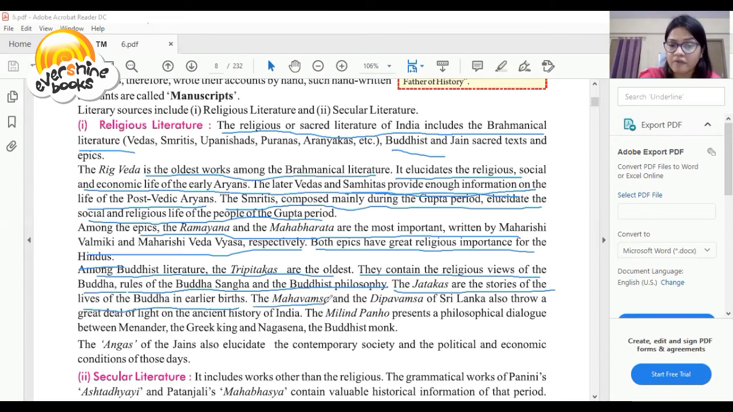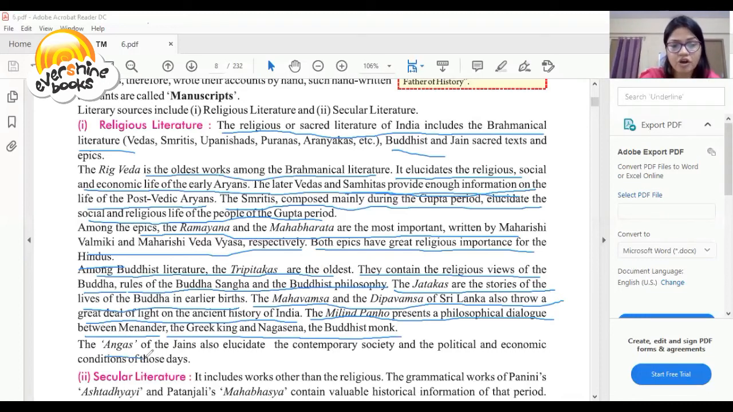The Mahavansa and the Dipavansa of Sri Lanka also throw a great deal of light on the ancient history of India. The Milinda Panho presents a philosophy of dialogue between Menander, the Greek king, and Nagasena, the Buddhist monk. So, these are some religious literatures of our country.